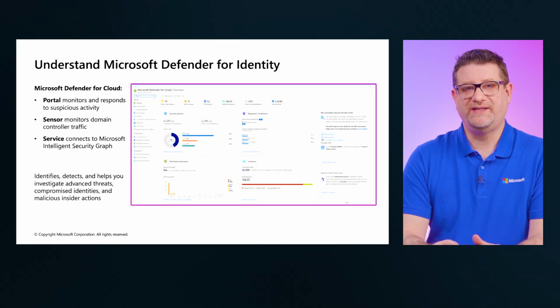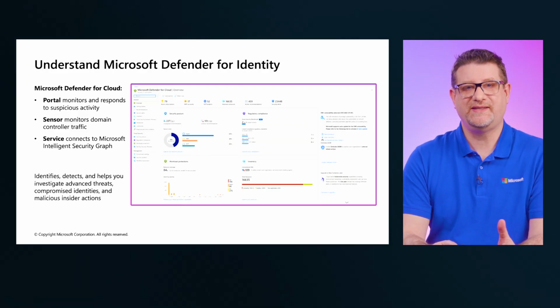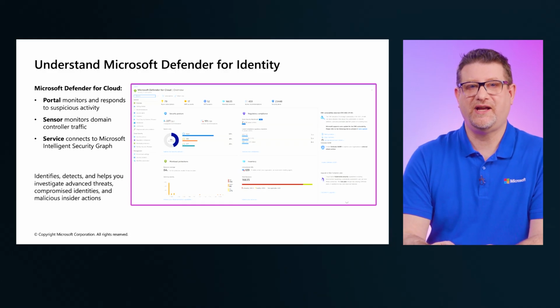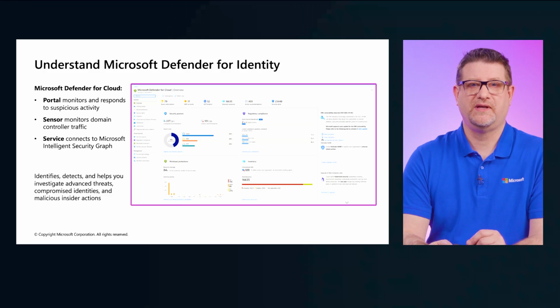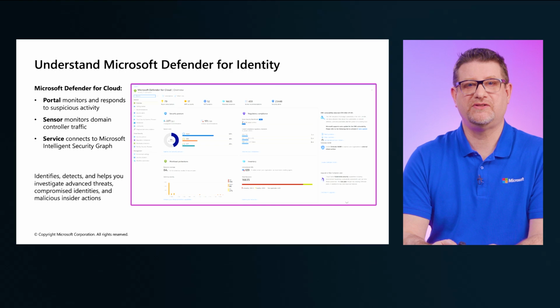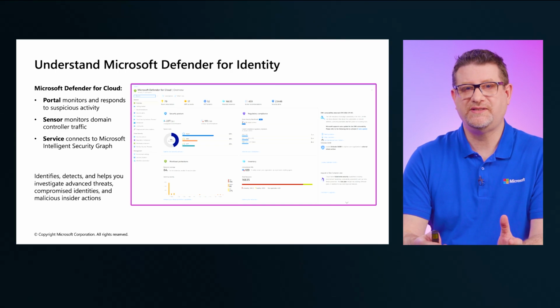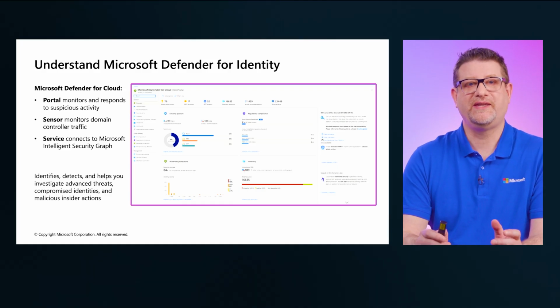Microsoft Defender for Identity is a powerful security solution designed to help organizations detect, investigate, and respond to advanced threats, compromised identities, and insider action within our networks. It works by monitoring domain controller traffic using specialized sensors, analyzing activity for suspicious patterns, and connecting to the Microsoft Intelligence Security Graph for deeper insights. The security portal provides a centralized dashboard where security teams can monitor and respond to threats in real time, making it easy to protect sensitive data and maintain a secure environment.